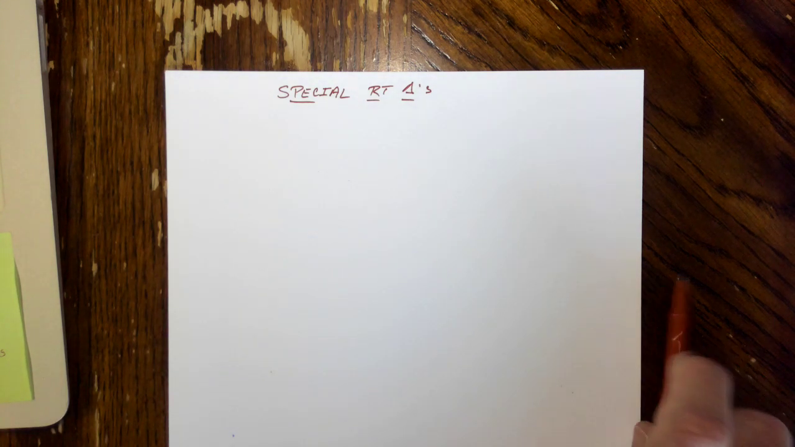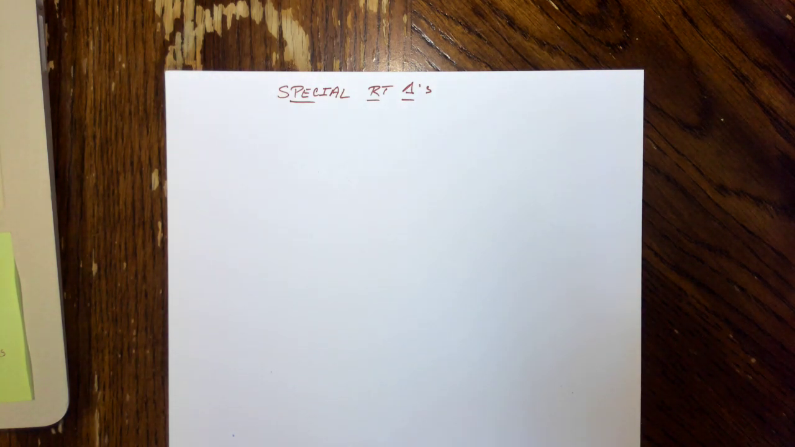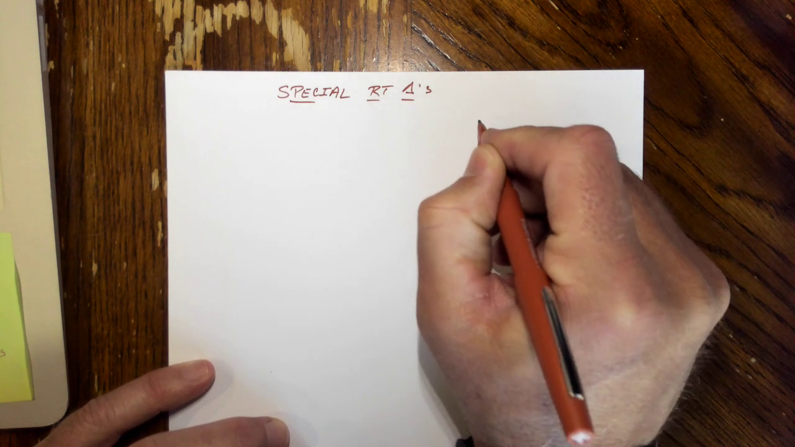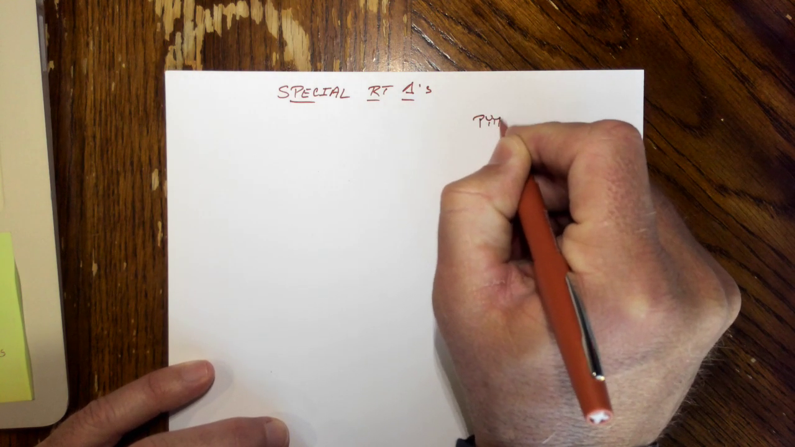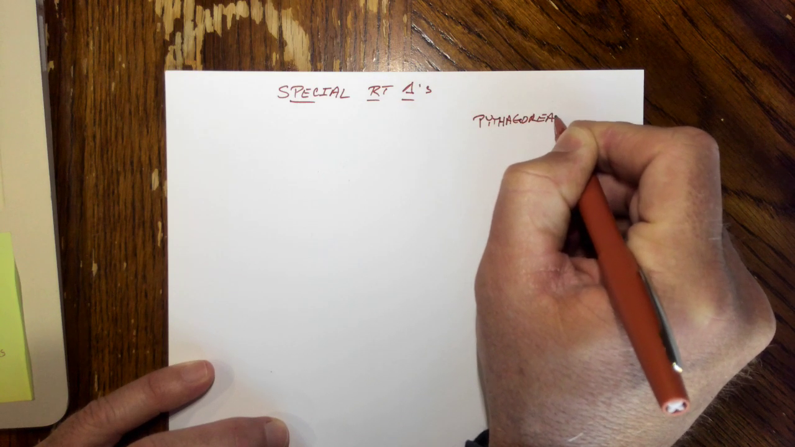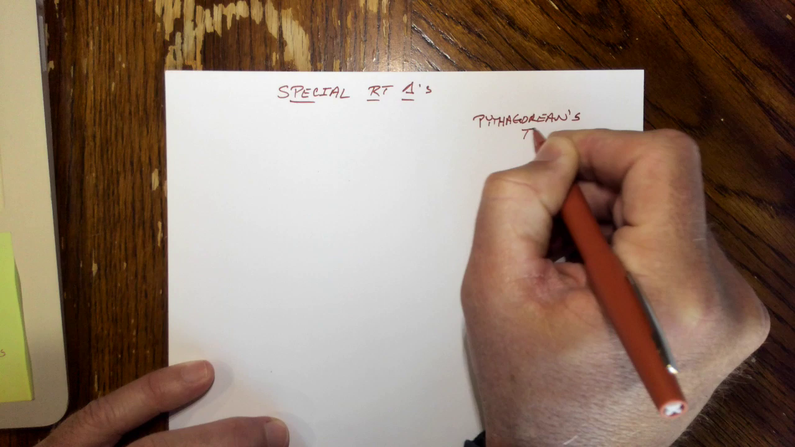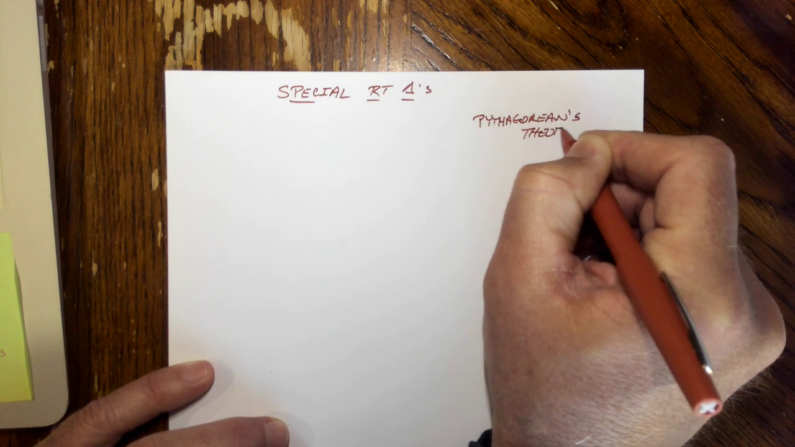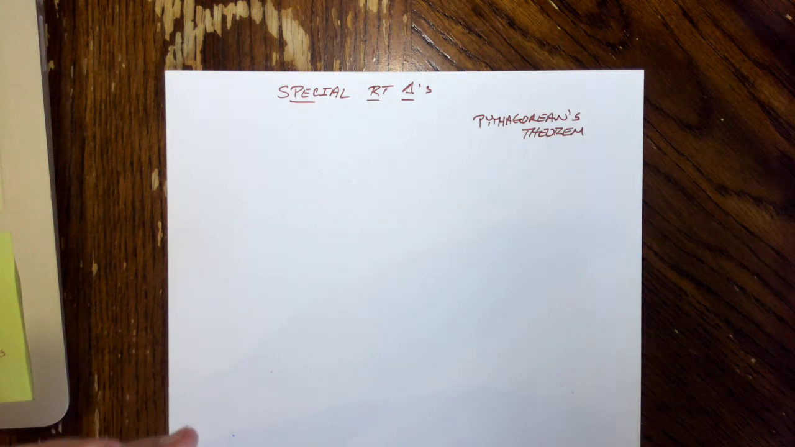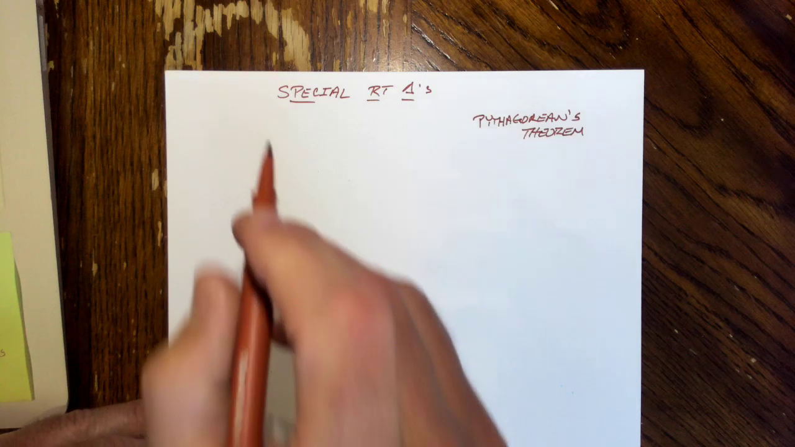We're talking special right triangles. Now, what's special about them is the fact that we're going to produce shortcuts in order to find missing pieces. Remember, you always have Pythagorean's theorem to work on to find things, but you have to know two of the three pieces for Pythagorean's theorem.